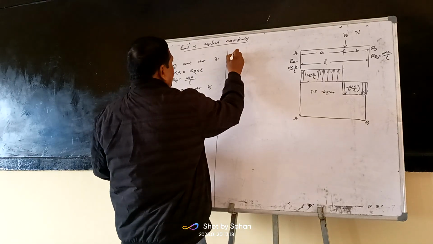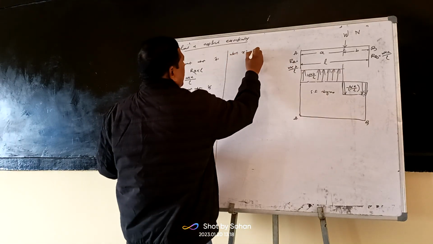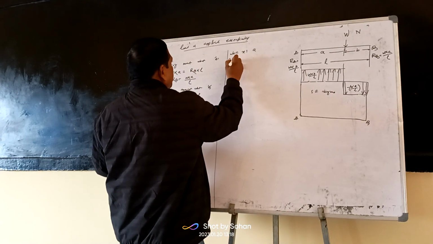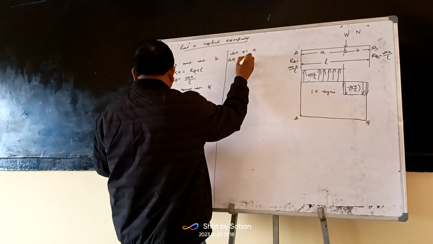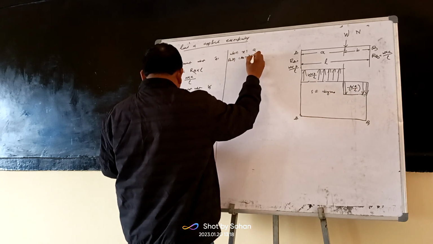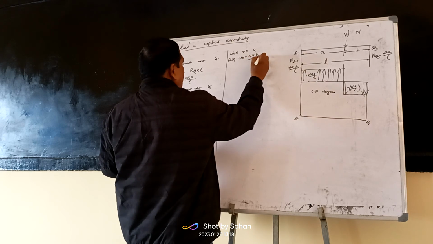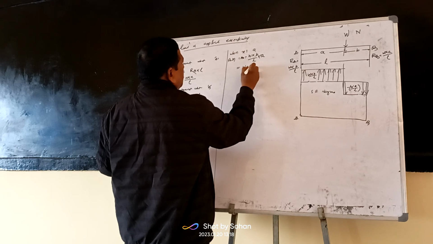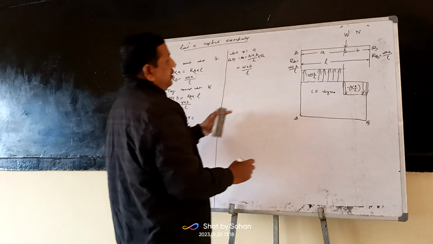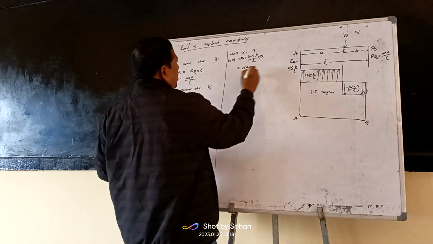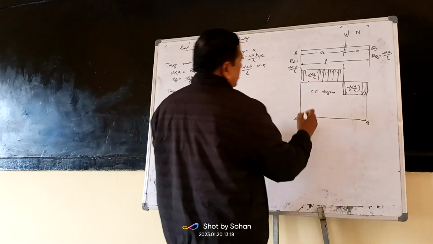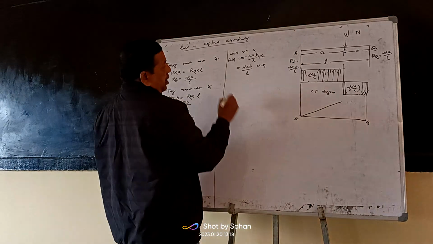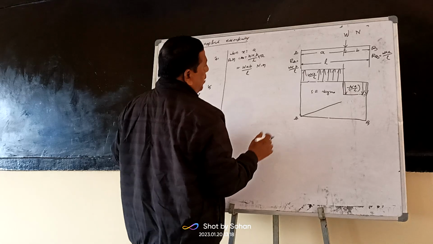Then when x is equal to A, at point C, the bending moment Mx is equal to W into B by L into A, that is WAB by L. So here the unit is Newton meter, and it increases uniformly from 0 to WAB by L.